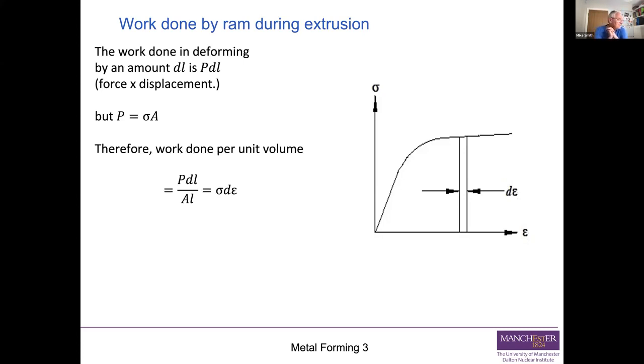And what you've got there is P dL, which is the work done, on the left-hand side, over AL, which is the total volume, the instantaneous area times the instantaneous length. And you can see that that is equal to P over A, which is stress, times dL over L, which is delta epsilon, the increment of strain, the change in length over the current length. So if you remember back to the previous lecture, that's the definition of strain.